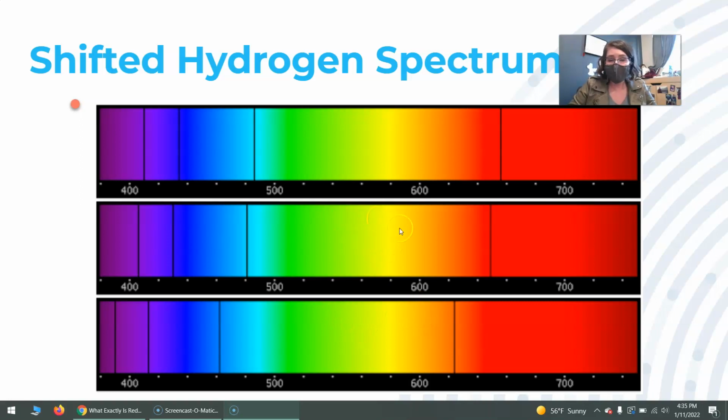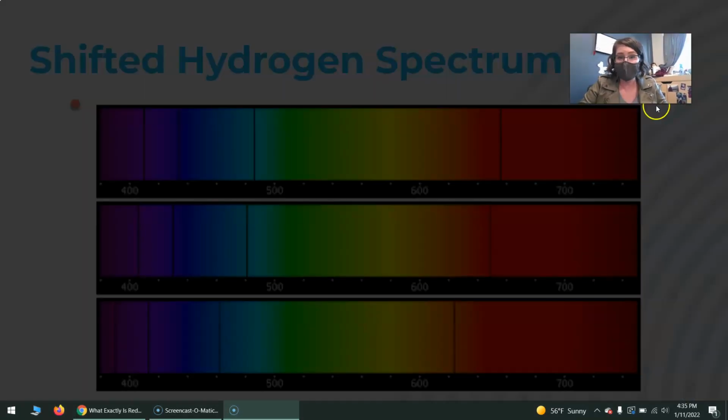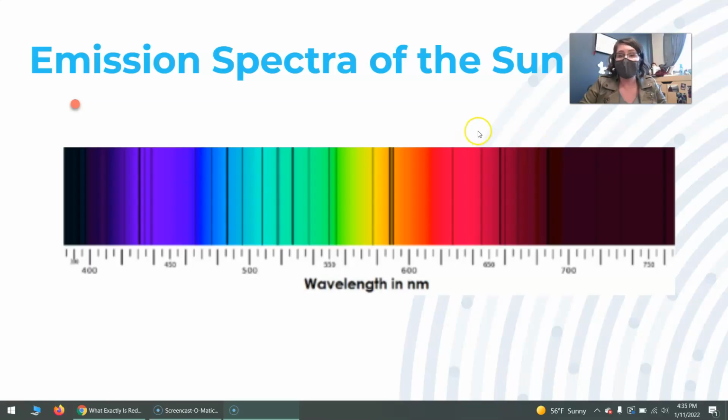So you can actually take an analysis of a star or a galaxy or whatever you're looking at, its light, and based on what elements it contains, you can see if the patterns in the light are red shifted or blue shifted, and that's how you can tell if it's moving towards you or away from you. That is exactly what redshift is, and it's a really big deal.